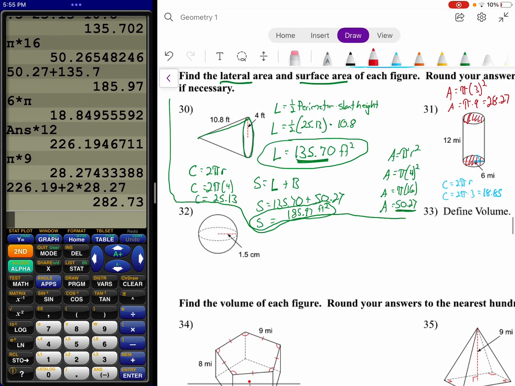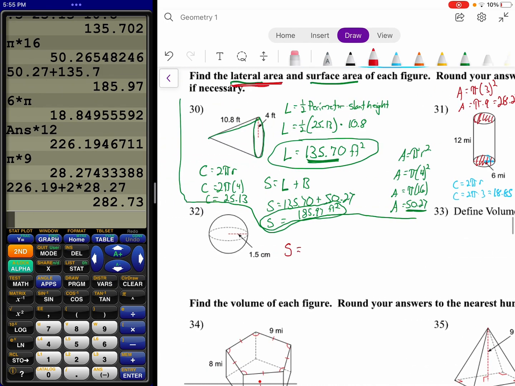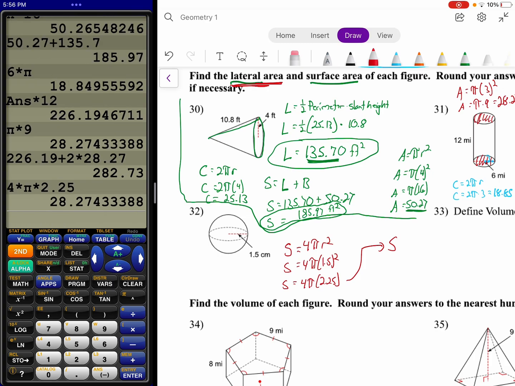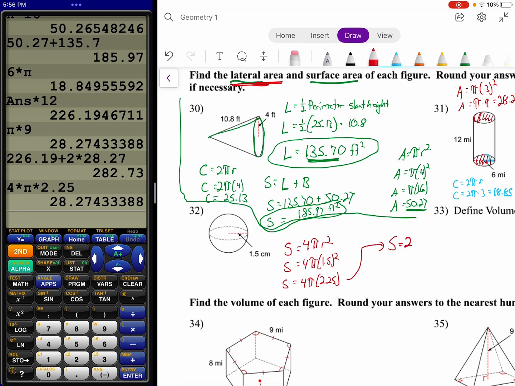Our last one here, we are supposed to find the surface area of this sphere. Well, it says lateral area and surface area, but there is no lateral area of a sphere, just a surface area. And we know that the surface area from our formula on the right here is 4 pi r squared. So 4 pi times 1.5 squared. Well, 1.5 squared, if you multiply that out, you get 2.25. And so surface area is 4 times pi times 2.25. That is 28.27 centimeters squared.